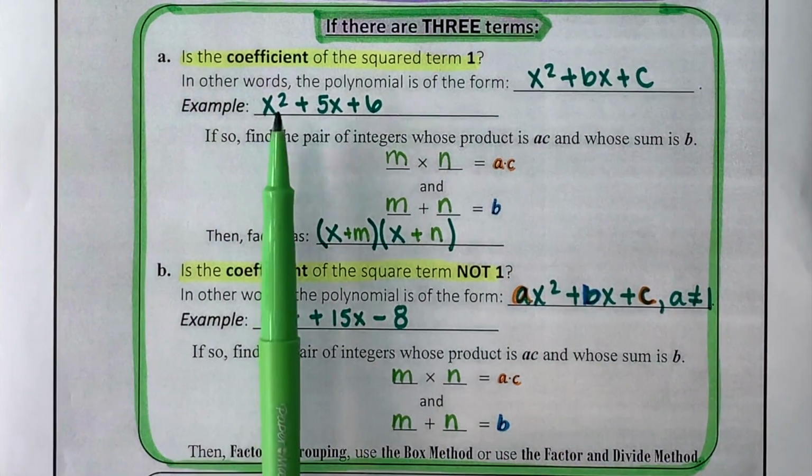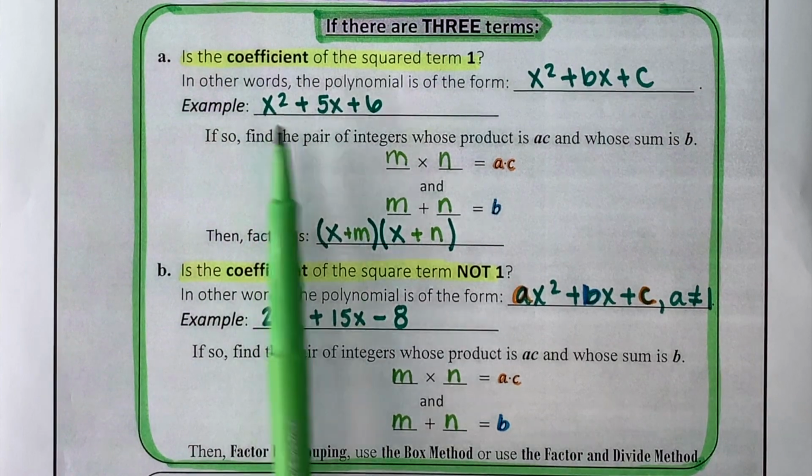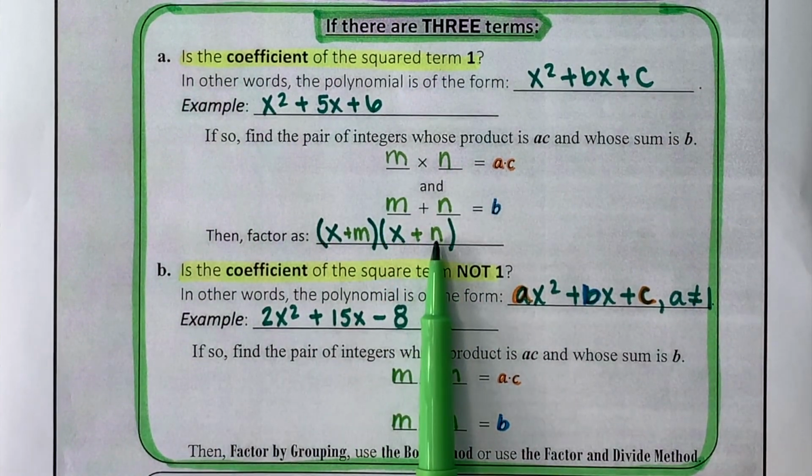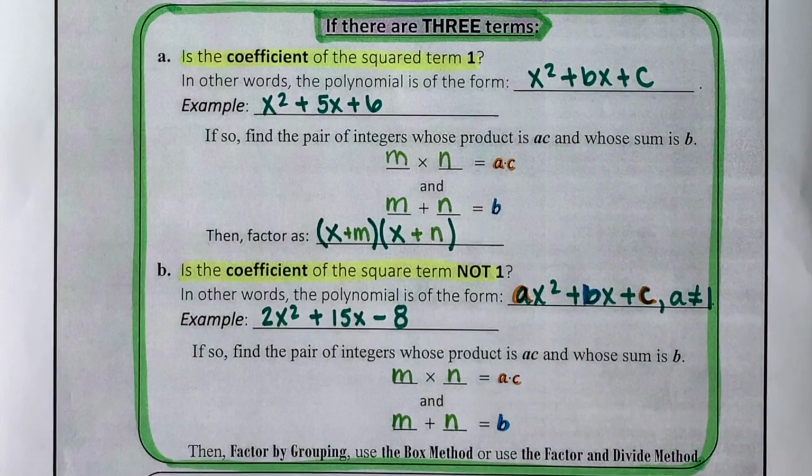Now, when the coefficient of your squared term is 1, once you find these two numbers, you just insert them in the parentheses and you're done. When the coefficient of your squared term is not 1, after you find these two numbers, you cannot just insert them in the parentheses and be done. The process is a little bit longer.